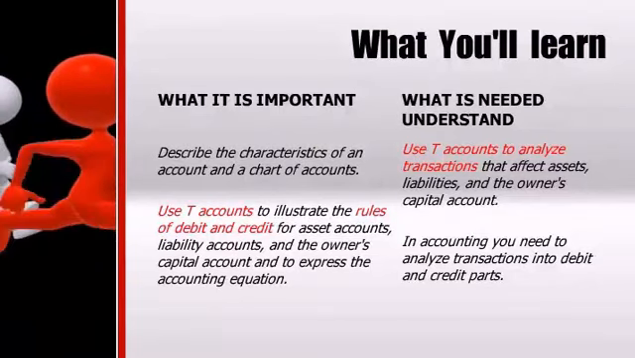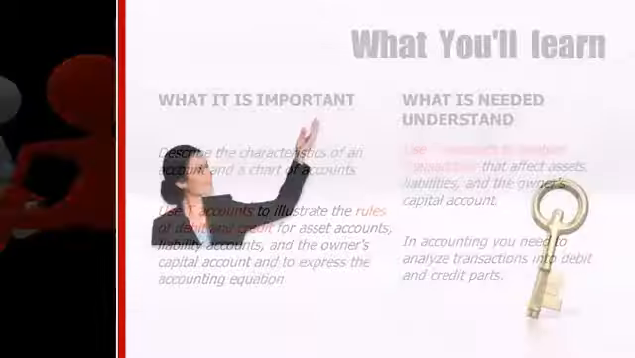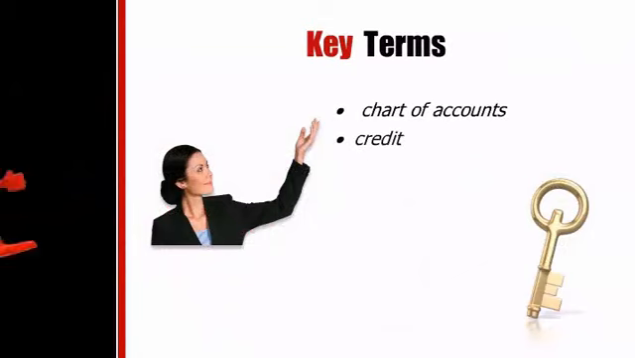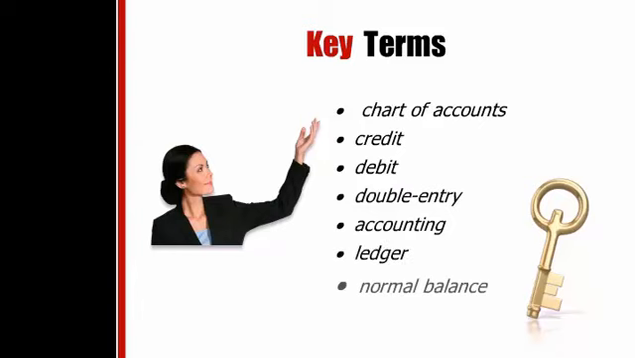You will find out how to use T accounts to illustrate the rules of debit and credit for asset accounts, liability accounts, and the owner's capital account, and how to express the accounting equation. You will learn how to use T accounts to analyze transactions that affect assets, liabilities, and the owner's capital account. And finally, you will find out how to analyze transactions into debit and credit parts. Key terms in this session are: chart of accounts, credit and debit, double entry accounting, ledger, normal balance, T account.